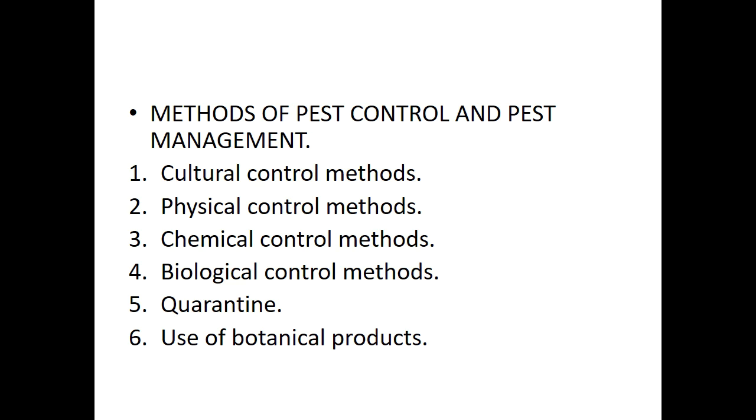Another one is the use of botanical products. You use botanical products to also control pests, like the neem tree. You extract the natural chemicals that are harmful to pests from the trees and then use them to control pests. Take for instance, if you want to store grains, you can use these extracted chemicals from the tree to protect them. These are the methods of controlling pests on the farm.